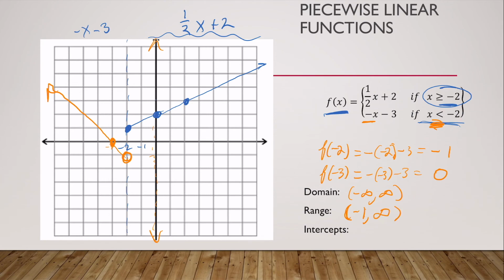What are my intercepts? Well, my y-intercept is when x is 0, y is 2. So that's my y-intercept, and I'm going to write it as an ordered pair. And my x-intercept is when y is 0, x is -3.